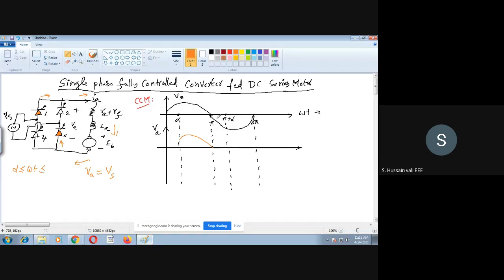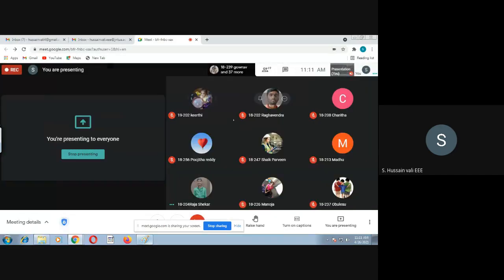After pi, the supply voltage becomes negative. Even though the supply voltage becomes negative, thyristors 1 and 3 will not be turned off, due to the nature of the inductor present in the motor, and we have taken it as continuous conduction. The current in the inductor will still be there, so it forces thyristors 1 and 3 to conduct further. They will conduct till you fire the second set of thyristors, 2 and 4, at pi plus alpha. Till then, Va is equal to Vs. You must understand this thing.